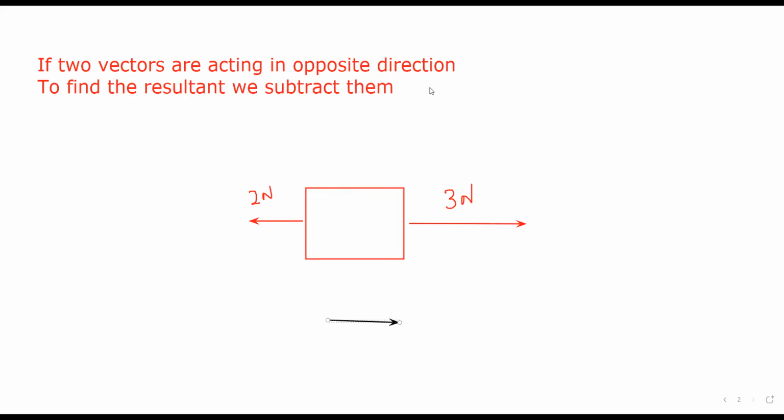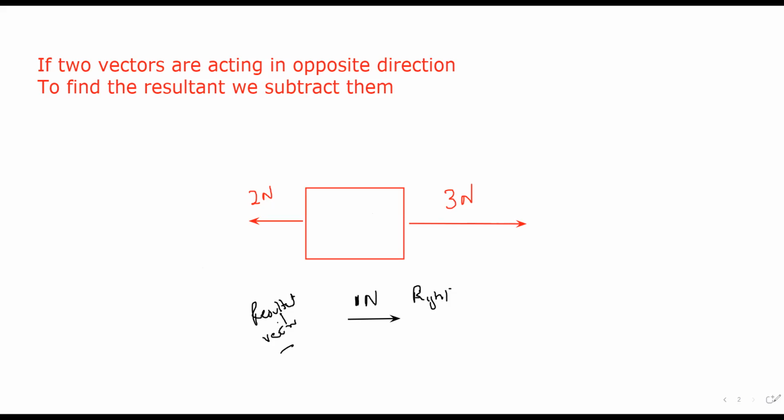Subtract: 3 minus 2 equals 1 Newton. The direction is towards the right, because the biggest value is 3. So 3 Newton is towards the right and 2 Newton is towards the left. When we take the difference, it is 3 minus 2, which is 1 Newton. The direction of the resultant is always toward the side of the vector with the greater value. So 1 Newton towards the right hand side. This is the resultant vector. Is it clear, the second part?